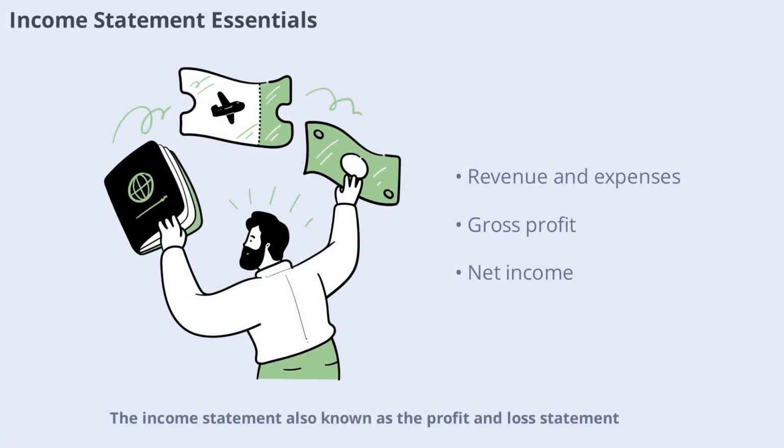The income statement, also known as the profit and loss statement, details a company's revenues, expenses, and profits over a specific period. It starts with total sales, subtracts the cost of goods sold to find gross profit, and then deducts operating expenses to arrive at operating income. After accounting for taxes and interest, the bottom line is net income. Analyzing the income statement helps you understand profitability, cost control, and operational efficiency.